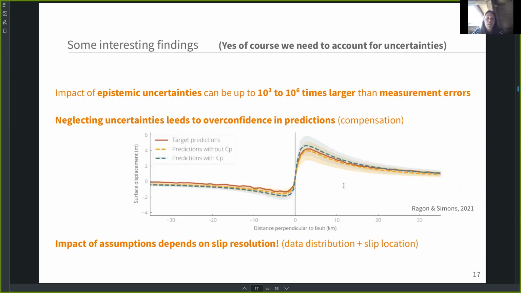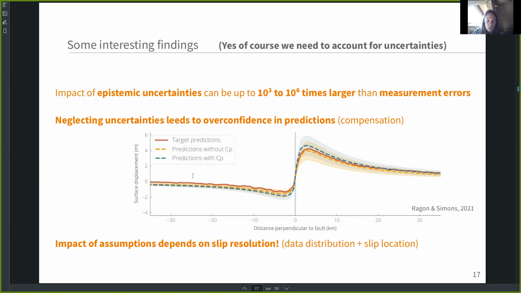So the main findings of my PhD were that yes, of course, we need to account for uncertainties, otherwise our results can be biased by a lot. I will not stay on this conclusion. There are some interesting things to remember when we think about epistemic uncertainties. First, they are very, very often neglected, but they can be way larger than measurement errors that are usually taken into account. The second interesting point, which is not so logical when you think about it, is that neglecting uncertainties leads to overconfidence in the predictions. That's what is illustrated here in this graphic.